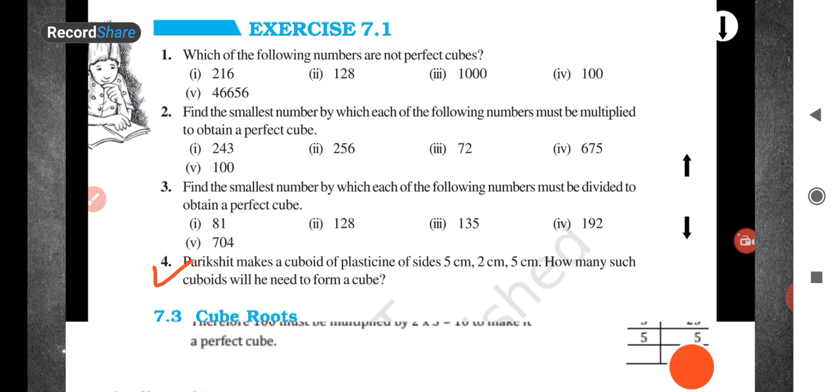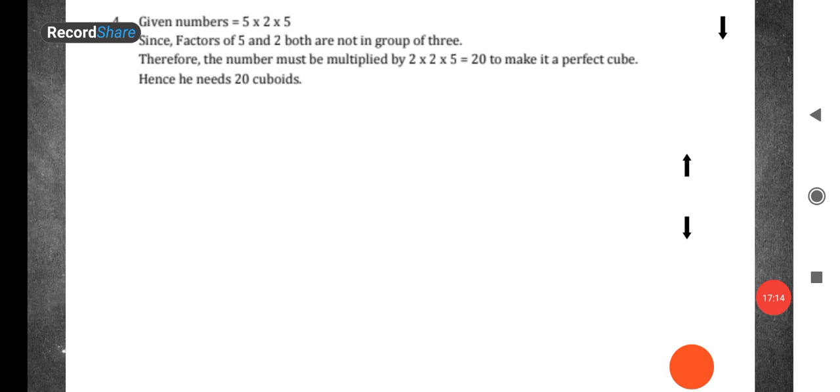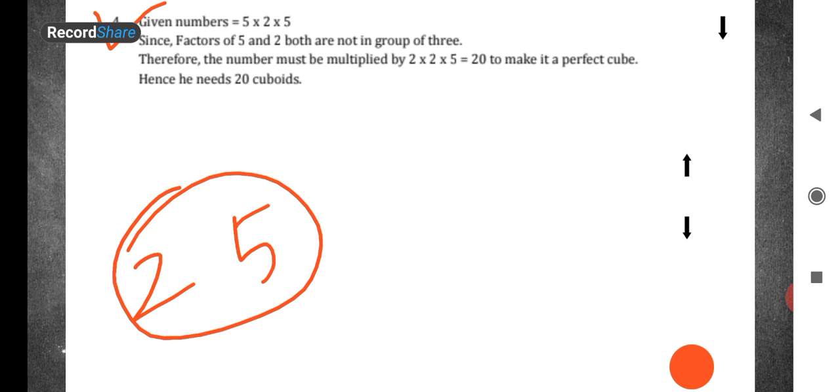So if he wants to convert that cuboid to a cube, how many cuboids are needed? So you can see this, 5, 2 and 5. So I will show you the solution of this question. The given number is 5 into 2 into 5, isn't it? So what are the factors here? What two different numbers can we say? 2 and 5. 2 and 5 are there.